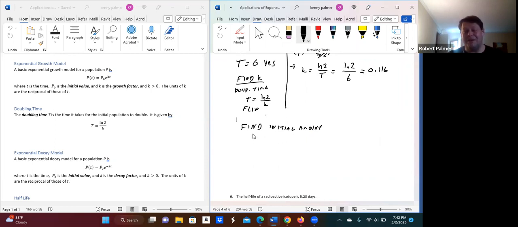So P is equal to P0 times e to the KT. All right, that's our general formula. Now let's plug everything in. Our current amount is 10,000, which is equal to P0. That's our unknown, right? Then e to the K, which we just found, is 0.116. And our T this time is our doubling time of 6 years. All right. So now just divide both sides by this.